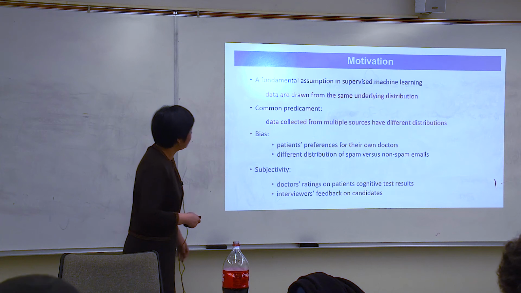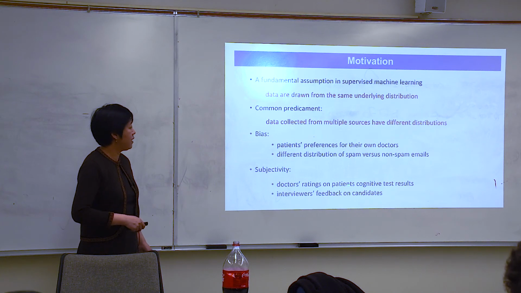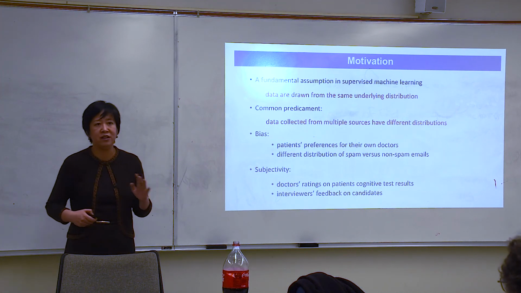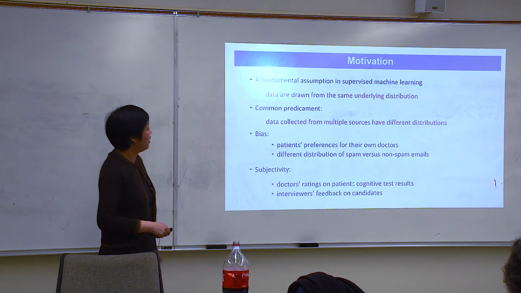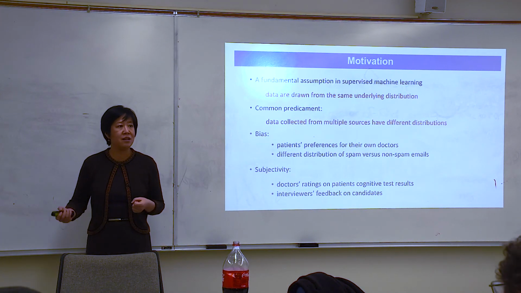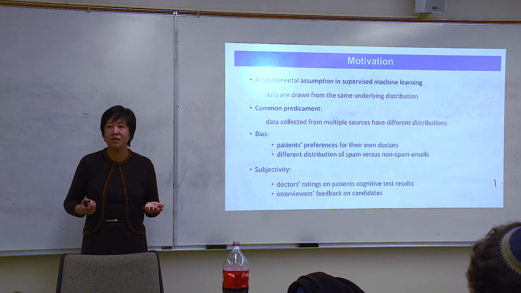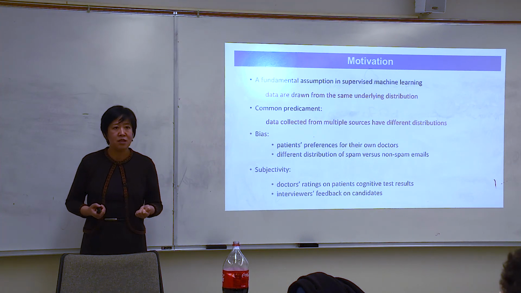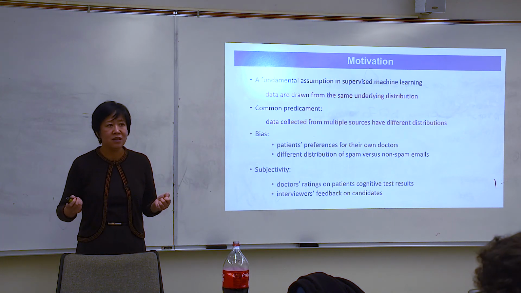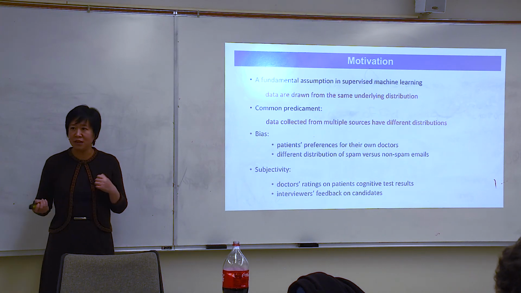And subjectivity is when human opinions are involved. For example, a doctor's rating of patients' test results. We're not talking about hard measures like blood pressure or glucose level, but rather cognitive test results. One doctor may give a patient a rating of 5, and another may give a rating of 3. So data collected from multiple doctors is not going to form the same distribution. When we apply a machine learning algorithm to discover the distribution of the data so that we can make future predictions, we usually don't achieve satisfactory results.